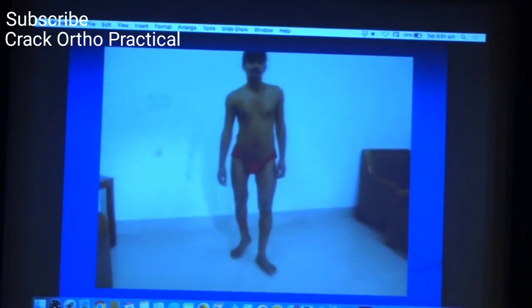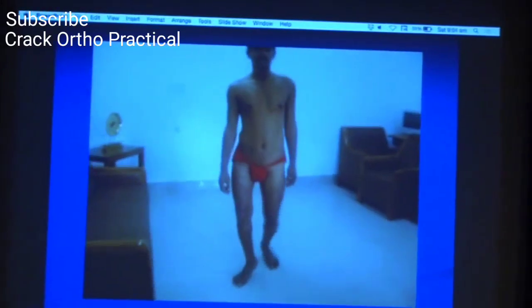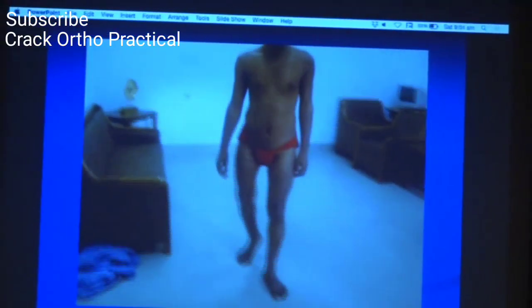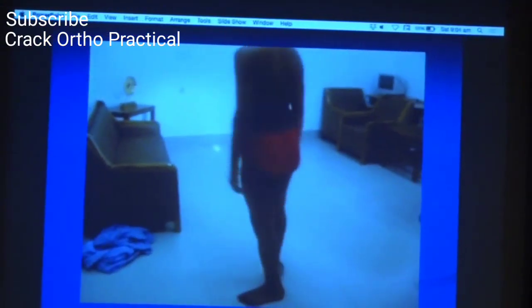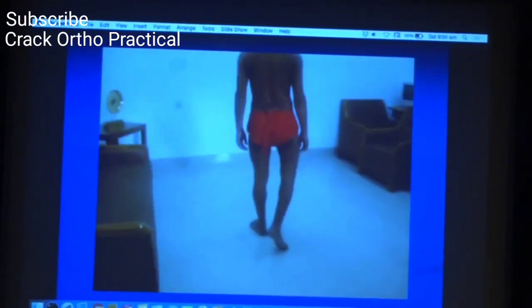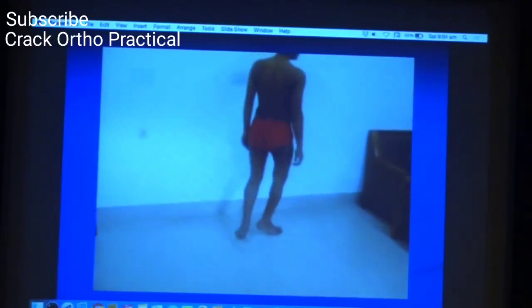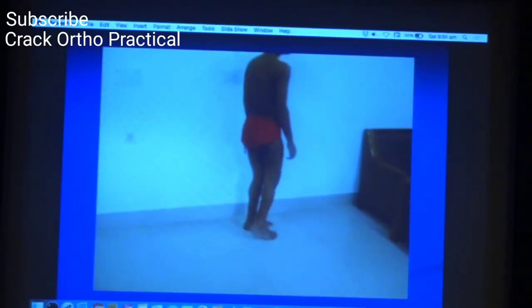So the dictum is that you allow the patient to first come towards you and then go away from you, and allow or ask him to walk for about 15 to 20 steps each time. And if you are not able to make out the gait in the first instance, there is no harm in having a repetition of the entire cycle.